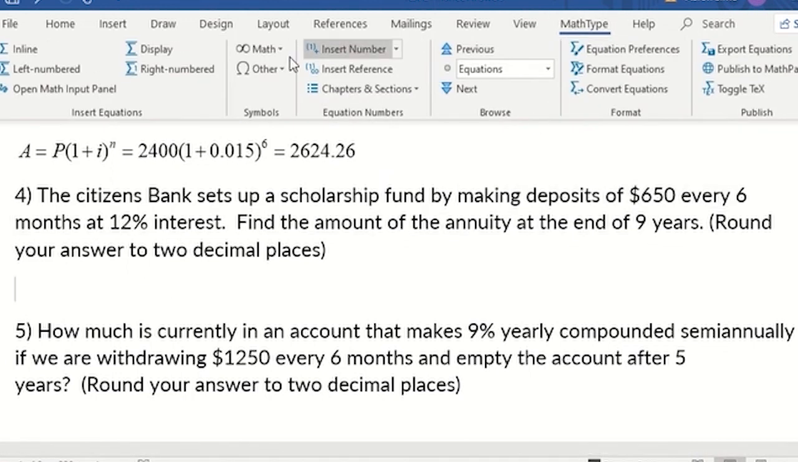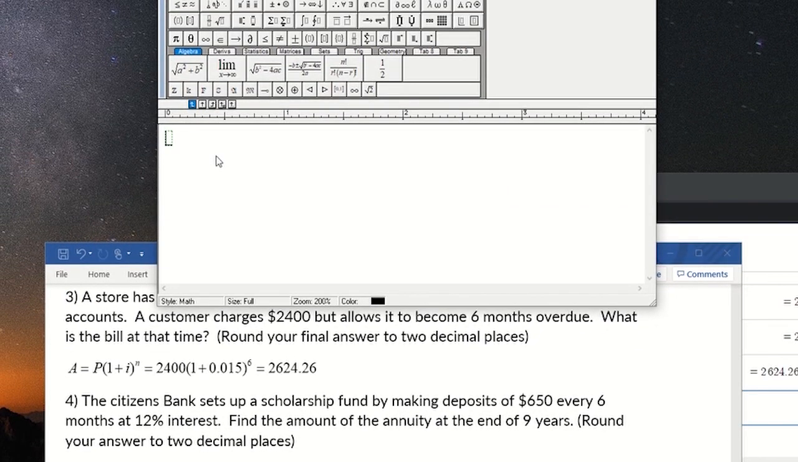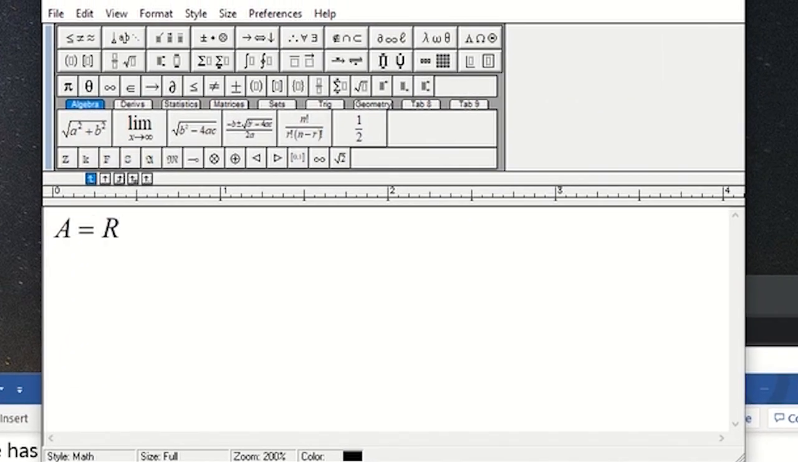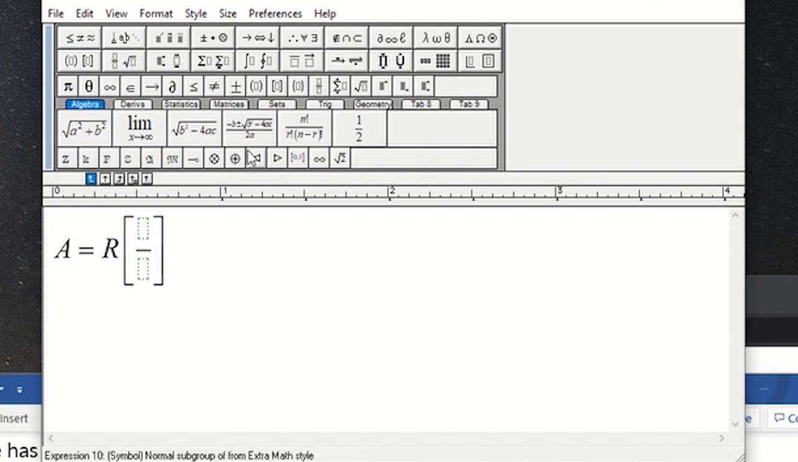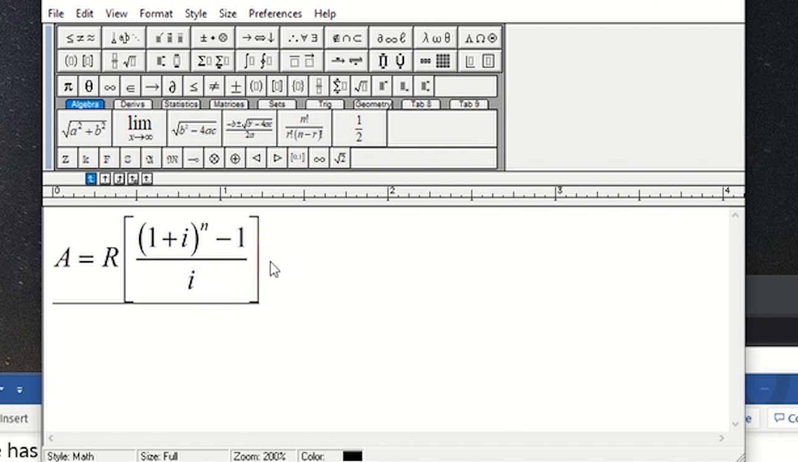Go to MathType. Inline. What are we going to do? For annuities, we have a future value of an annuity. A equals R. You throw in some brackets. Put a fraction, throw in something like 1 plus I raised to the N. Reminding you guys of the formula and how to use MathType. This is N, and that minus 1 divided by I. So that's the formula. So we're going to go right, equals, with the recurring payment, $650.